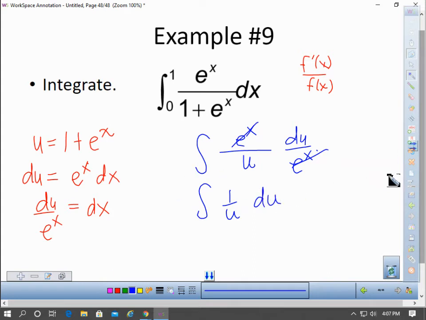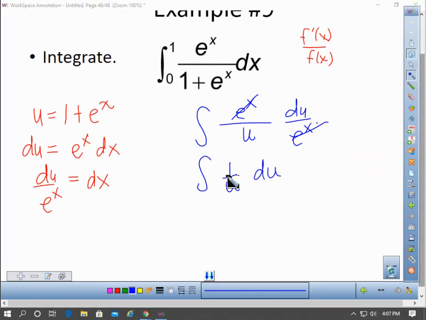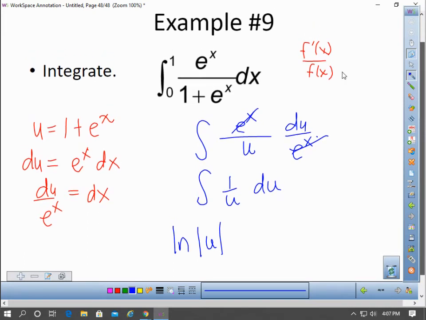Okay? So now, what is the antiderivative of 1 over u? Well, that's natural log of the absolute value of u. Remember, 1 over x is ln of x, so 1 over u is going to be natural log of u. And I didn't trade out my limits of integration yet, so let's go ahead and do that.